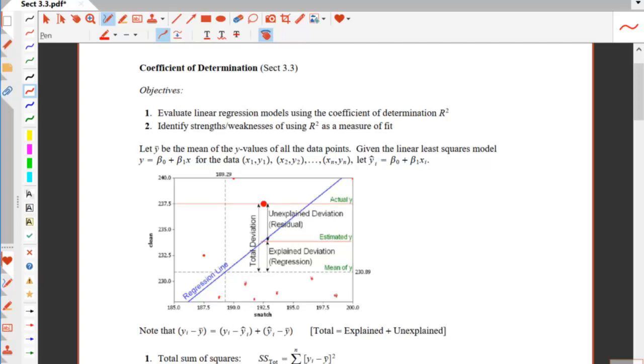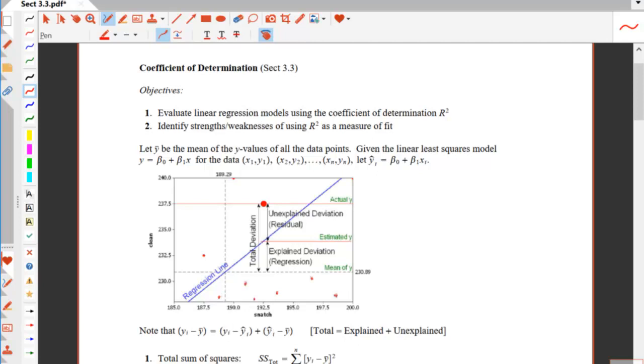But because somebody else could have said, I'm going to try another kind of model, we want some way of evaluating how well a model fits the points. And the coefficient of determination, or R squared, is one such measure of goodness of fit. It's not the only measure, but it's one such measure.